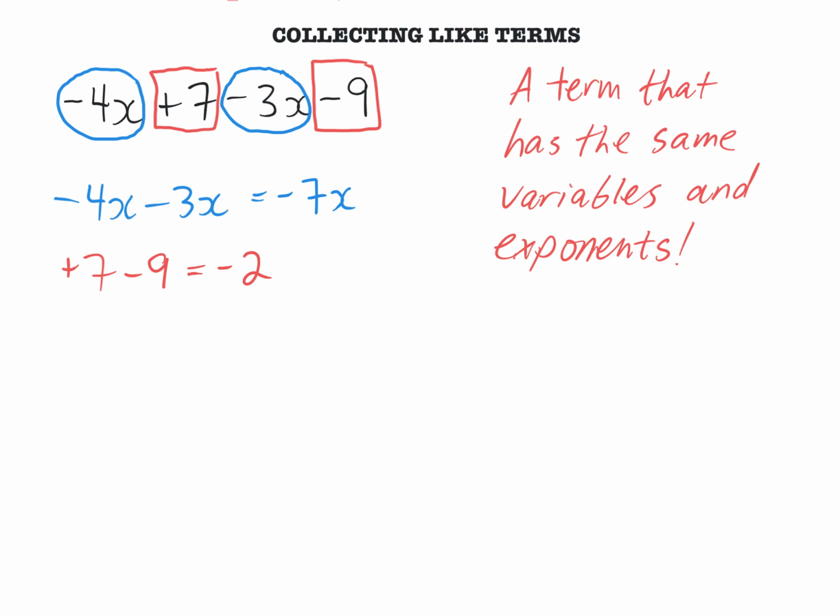So then all you have to do at the end is take these and write them out. Now usually you put them in terms of the highest x value first, followed by the constant. So the answer to collecting these like terms is simply negative 7x minus 2. Again, negative 7x, and then you just put minus 2 on the end, and we are done.